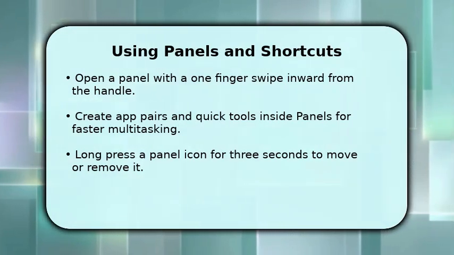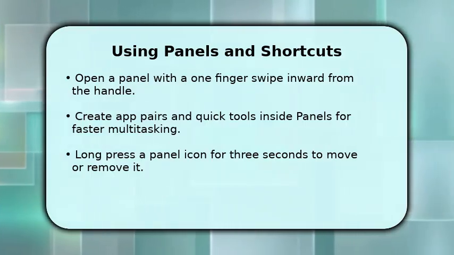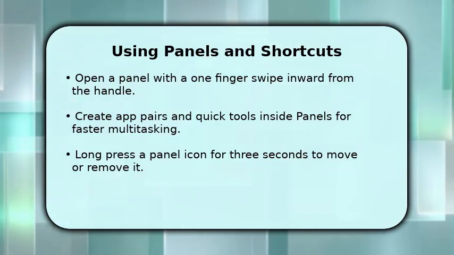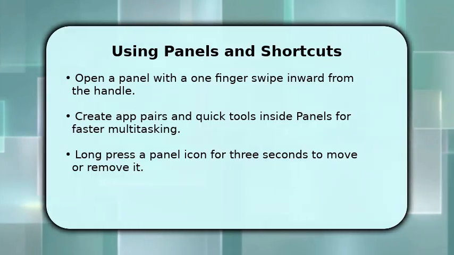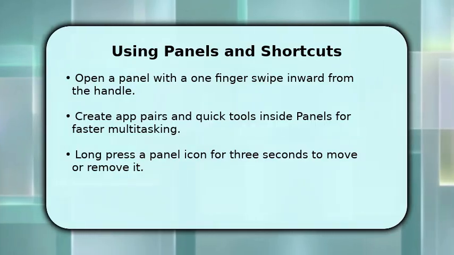Create app pairs to open two apps split screen with a single tap. Add quick tools like a ruler or flashlight for instant access. Long press any panel icon for 3 seconds to move, edit, or remove it from your Edge panels. Arrange items so your most used tools sit at the top for faster reach.